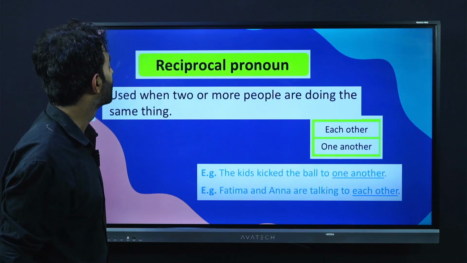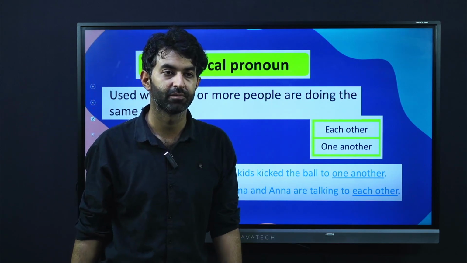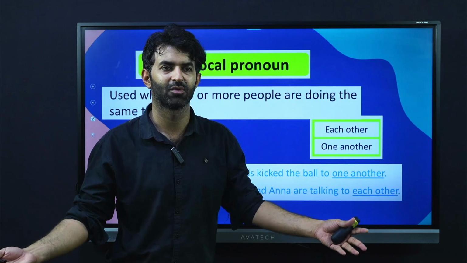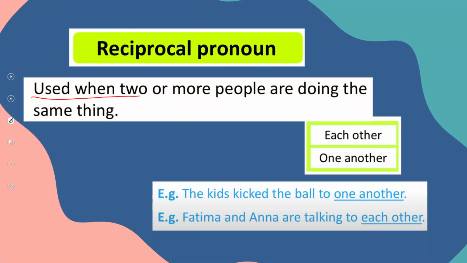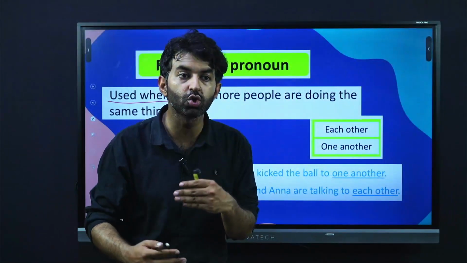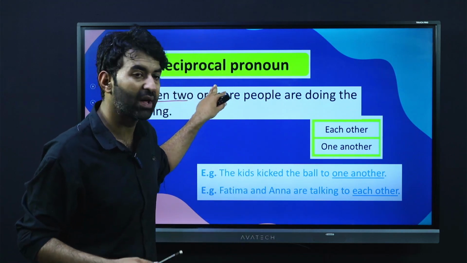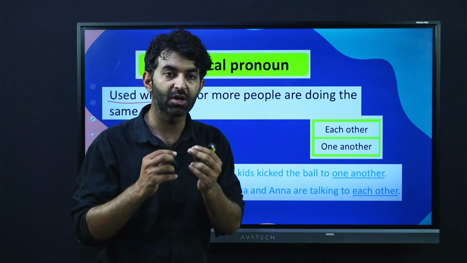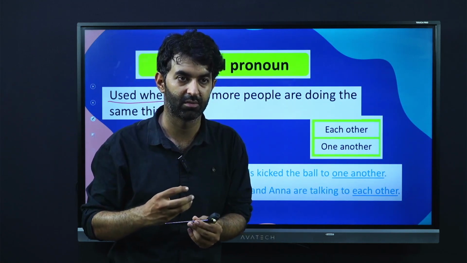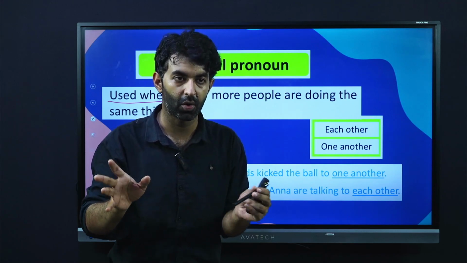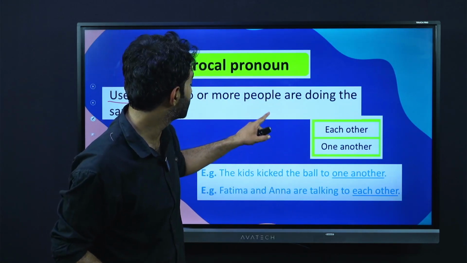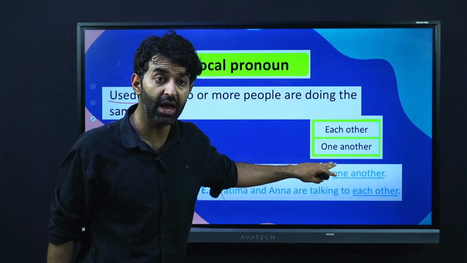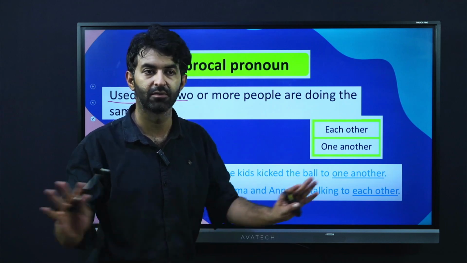Good. Now, reciprocal pronouns. Is it a difficult word? No, it's not. Let's break it down. When two or more people are doing the same thing, doing the same action to one another, they are being reciprocal, right? I do something and I get something in return. This is a relationship. We just have two types of reciprocal pronouns: each other and one another. That's it.